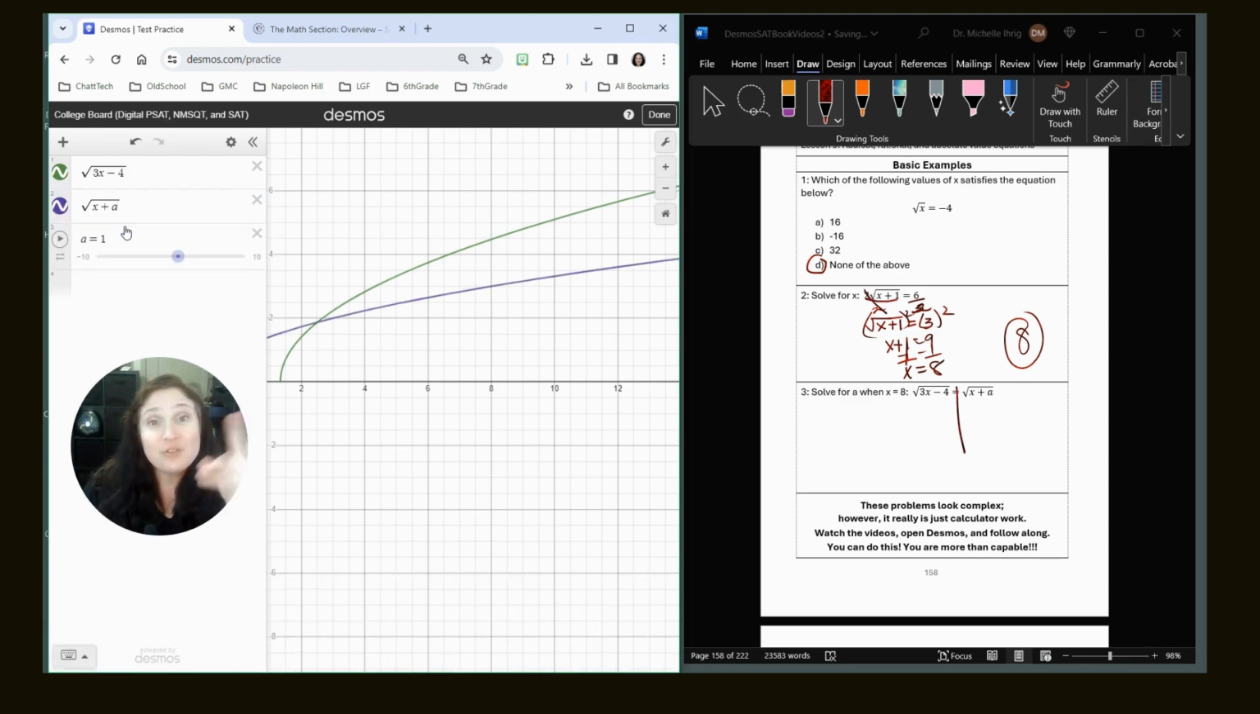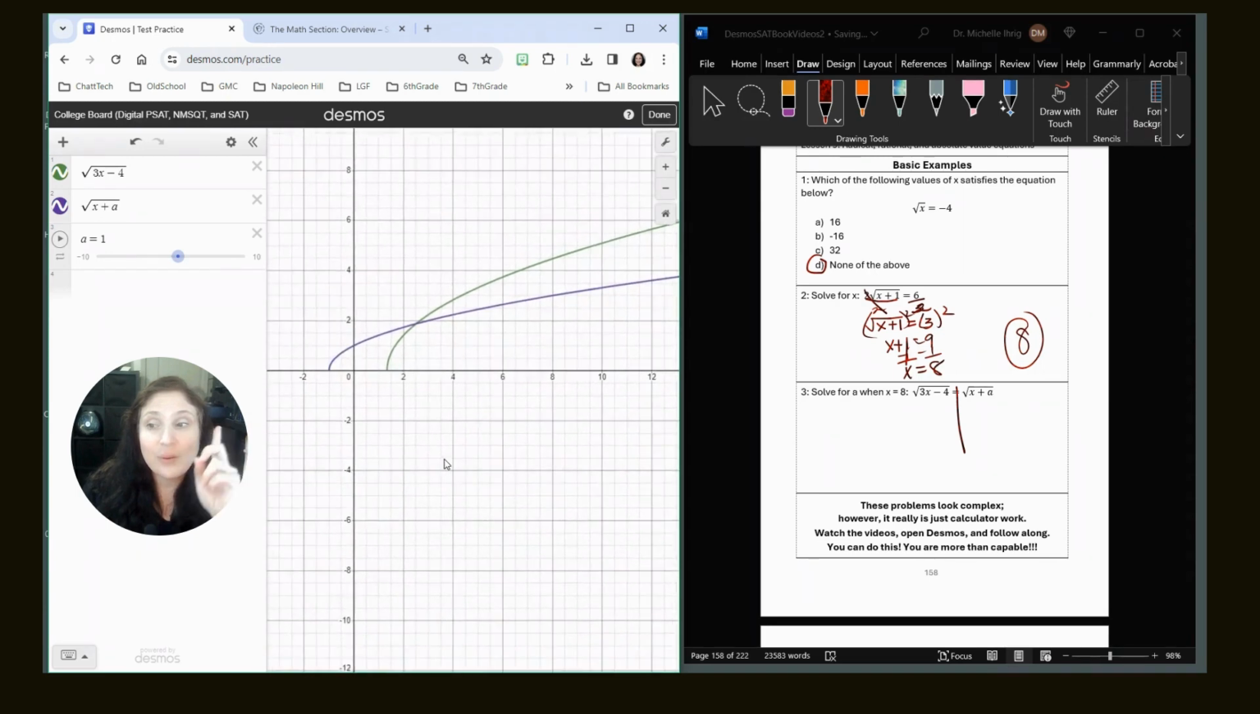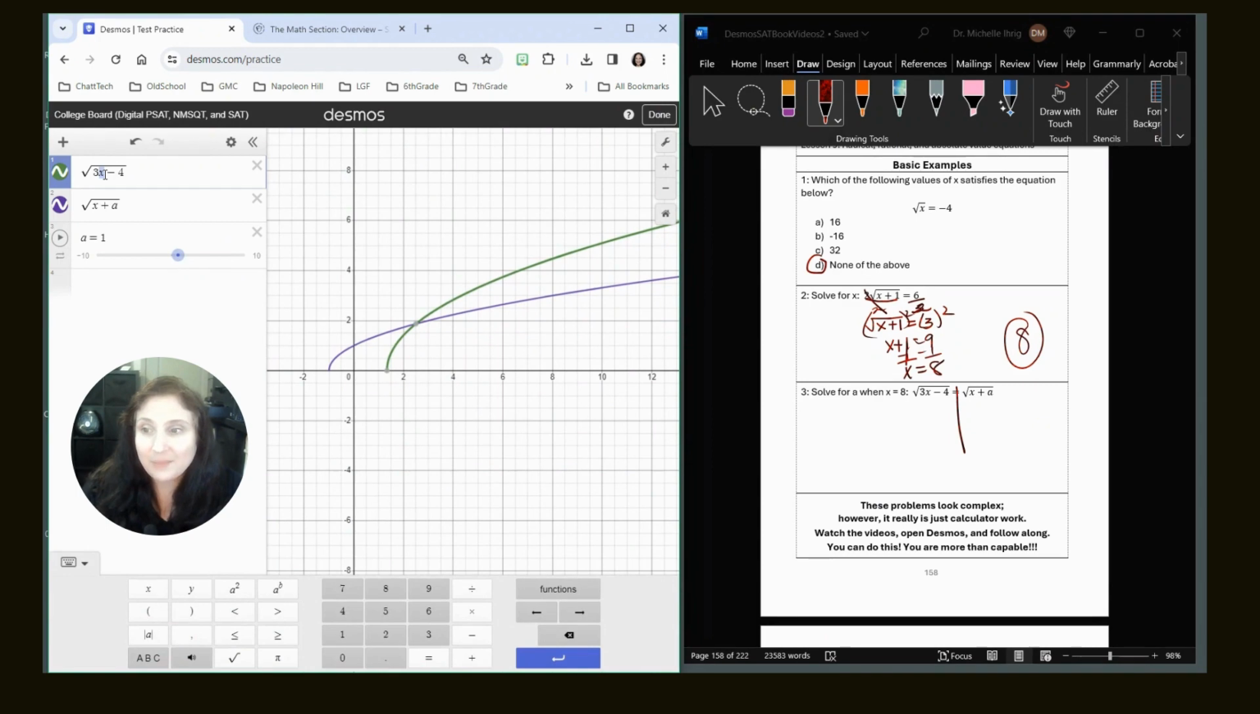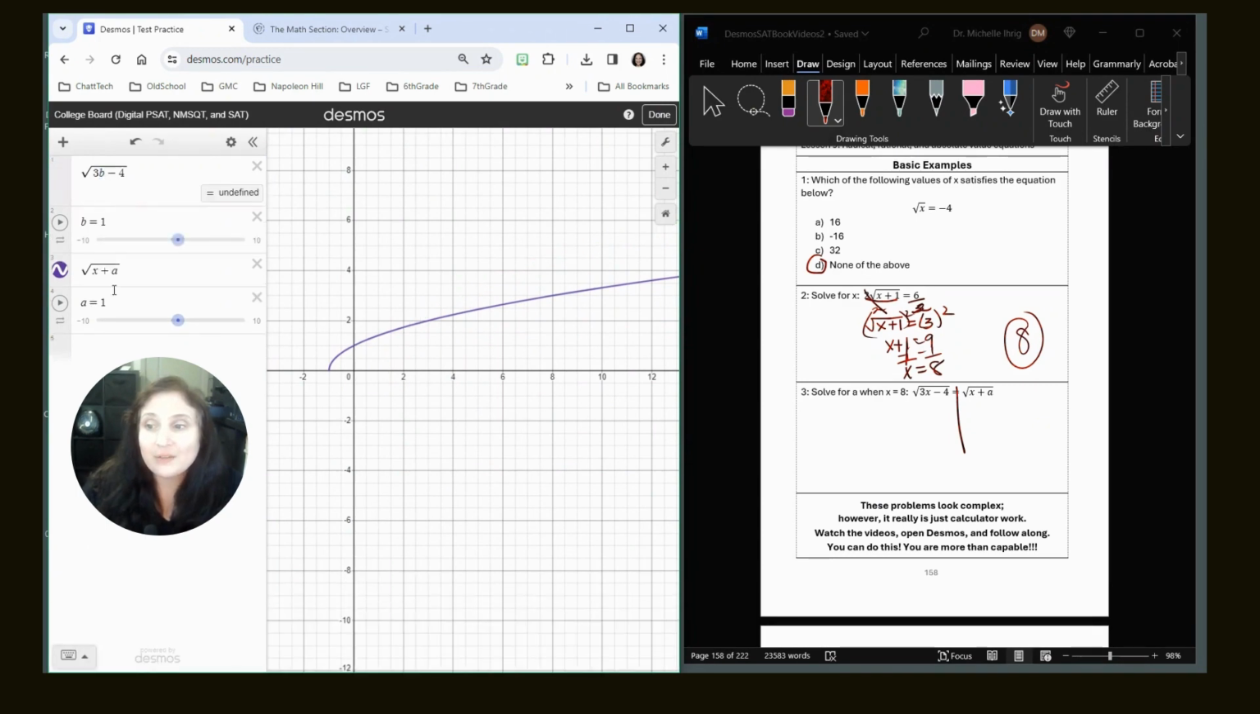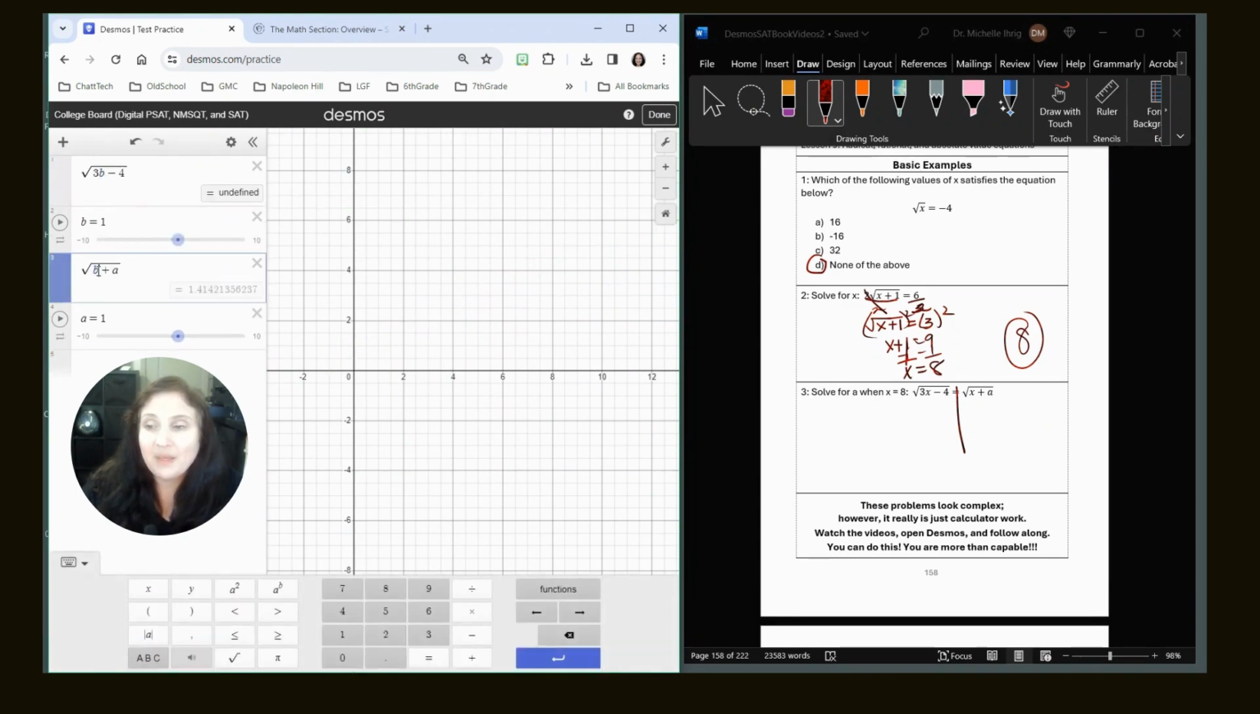Okay. Now, you have 2 options to do this problem. It does say x has to equal 8. So option 1 is to add another slider feature. So instead of x, I'm going to type the letter B and add a slider for B. And then here, I'm going to make it B. And it says that value should be 8. This is one way to do it.